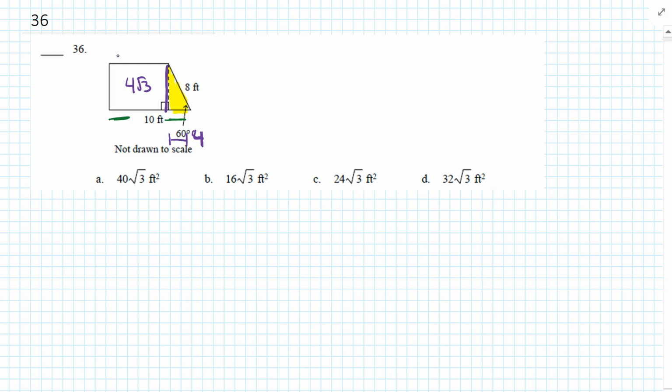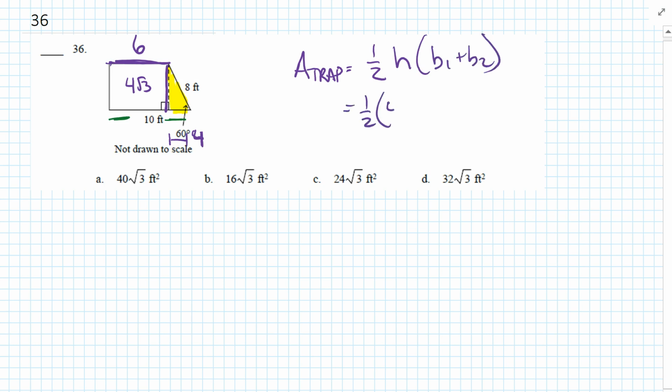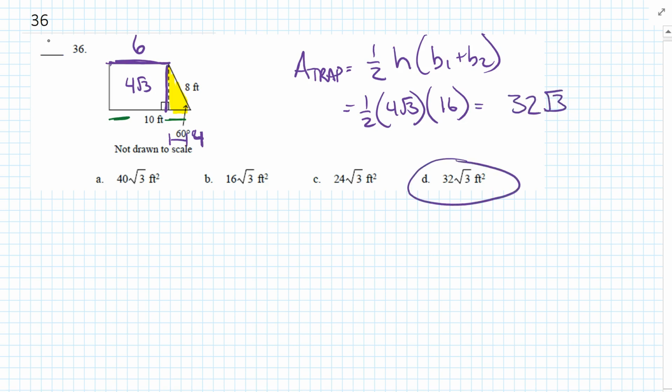So I've got a lot of stuff. What about this top part? What is that length? Well, if the total length of the bottom was 10, and the base of that triangle is 4, 10 minus 4 would be 6. How about that? So we know the area of a trapezoid is 1/2 the height times the sum of the bases. So 1/2, the height is 4 square root of 3. The sum of the bases would be 10 plus 6, which would be 16. So our answer is going to be 32 root 3. Answer is D.